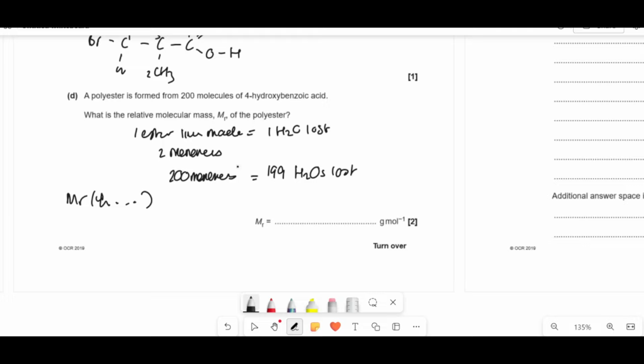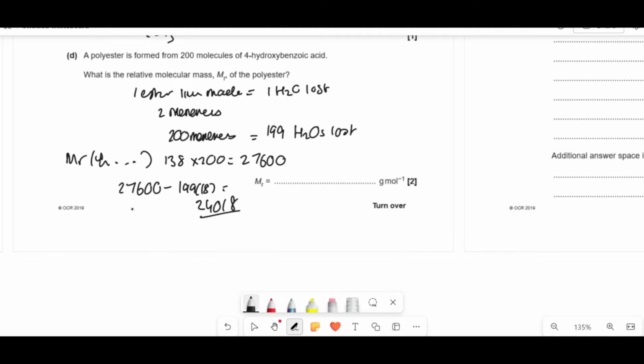Which in this case, of the 4-hydroxybenzoic acid is 138. They've told you it's 200 of them, so times 200. If you do that, you get 27600. But we lost this many waters, remember, so it's going to be 27600 minus 18 lots of, well, sorry, 199 lots of 18. It's the same thing, but it just looks nicer. Then you get 24018. So just remember to factor that in.